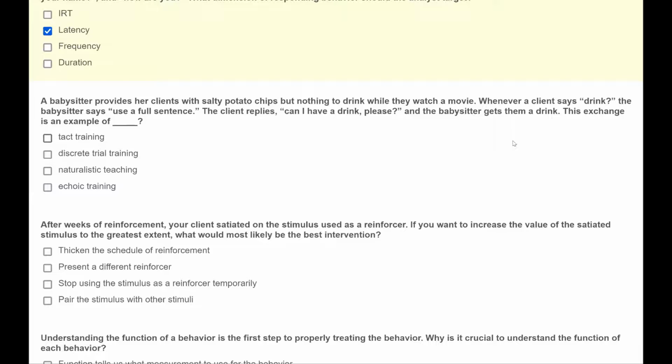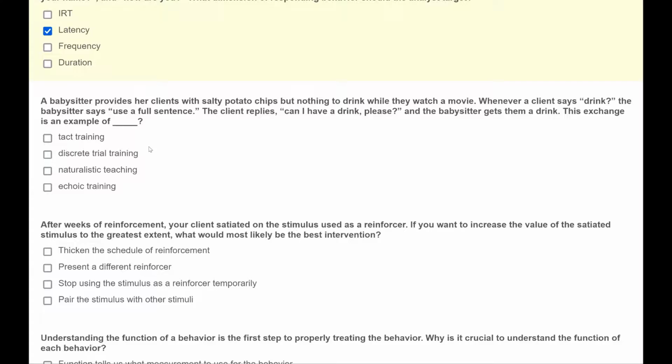Now, you can set up the environment in a way where you can use natural teaching, and that's what this babysitter does, right? The babysitter knows giving the client salty potato chips will increase the want for drink. The babysitter doesn't give them a drink and waits till the client says drink. Then the babysitter uses that as the opportunity to say, use a full sentence. Client replies, "Can I have a drink, please?" The babysitter has used this naturally occurring situation to teach.